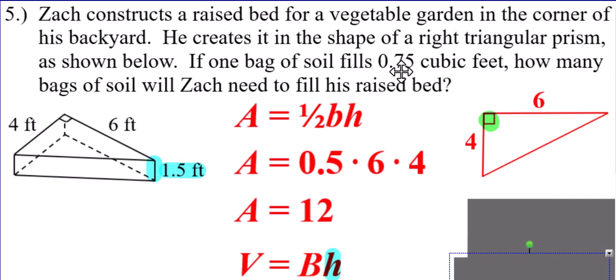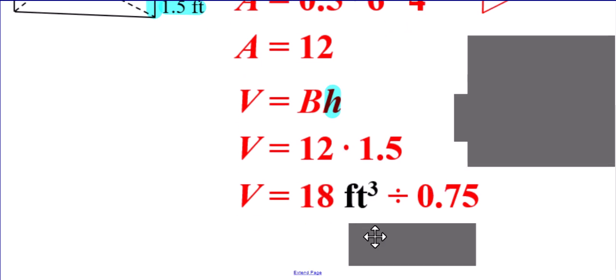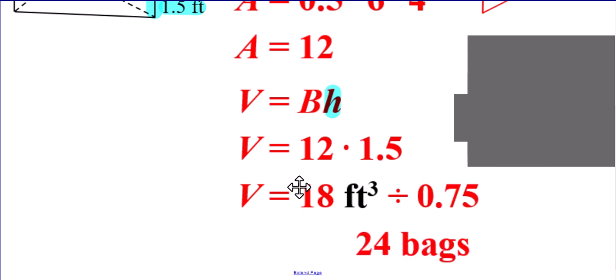Each bag fills 3/4 of a cubic foot, so 0.75 cubic feet. And we're trying to find how many of those 0.75 cubic feet will we need to get to fill up 18 cubic feet. Well, once again, this is a classic situation of a division problem. How many of these bags will fit into the total volume of the raised bed? So divide in your calculator, and it will be bigger than 18. If you divide by a number that is between 0 and 1, the answer will go higher, so don't be shocked by that. 24 bags. We didn't have to round at all. This ended up being a whole number.